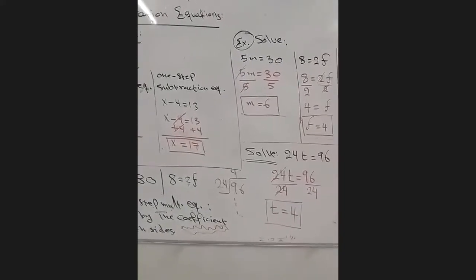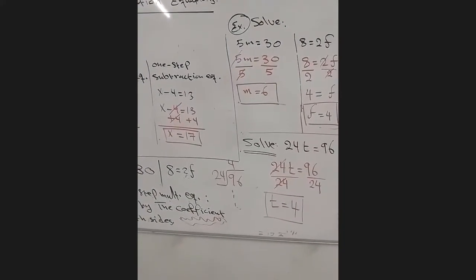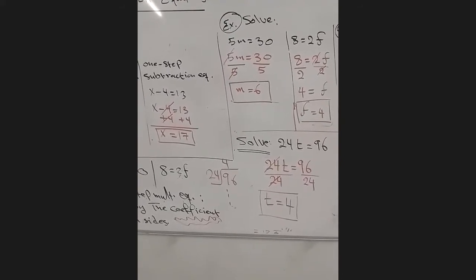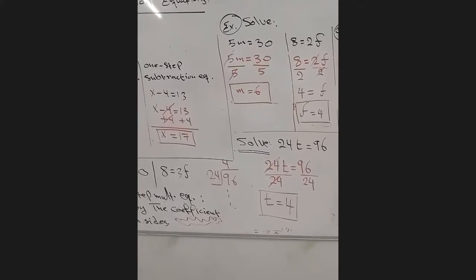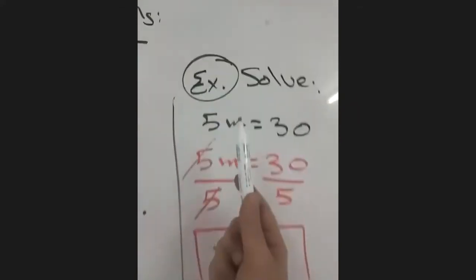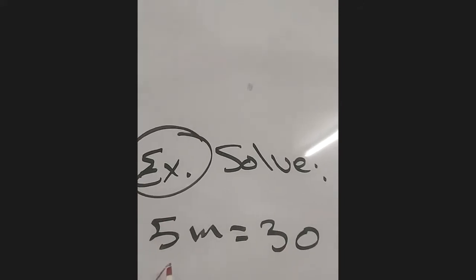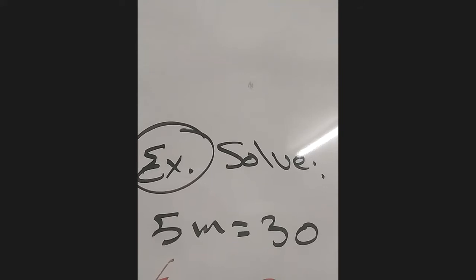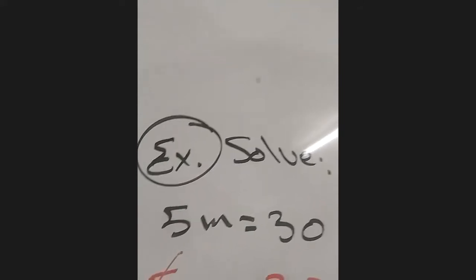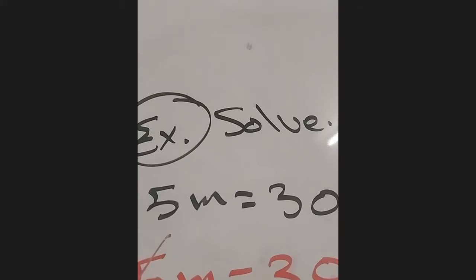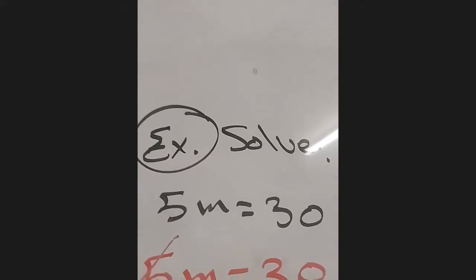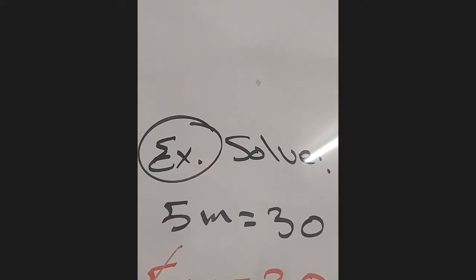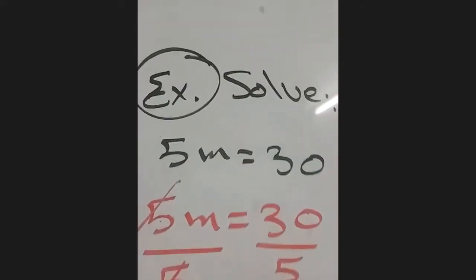Sir, I don't understand. You don't understand what? Here, where is the coefficient? Where is the coefficient? Where is the coefficient here? Where is it? 5. So you divide by 5 on both sides like this.